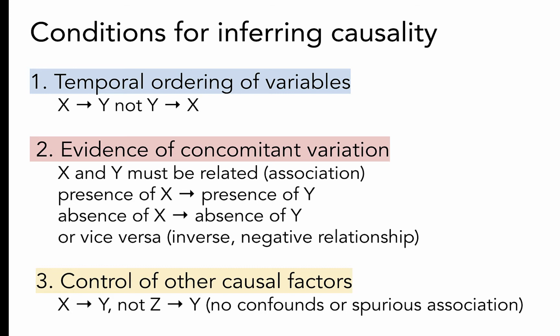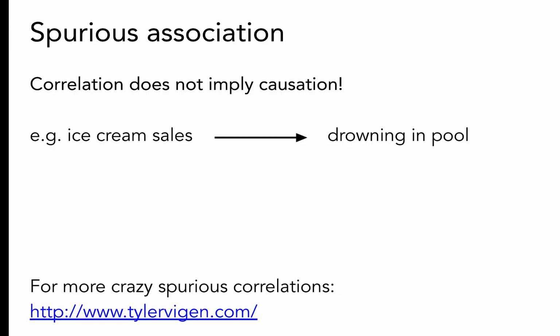The third condition is there must be control over other causal factors, and these are called extraneous variables. In other words, we must make sure that it is indeed X that causes Y and not some random other variable, for example Z, that causes Y. And when this happens, when there's actually an other underlying variable that causes your outcome, and you mistakenly believe that it is your independent variable that is causing that outcome, in that case, you're dealing with a spurious association.